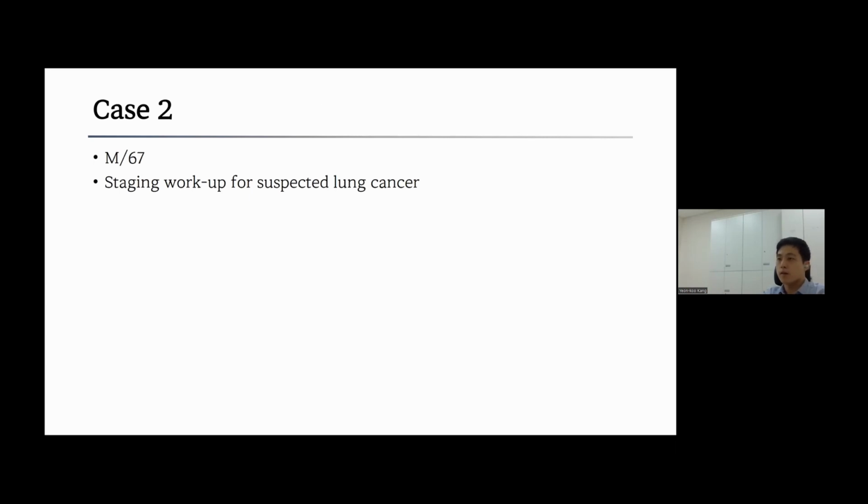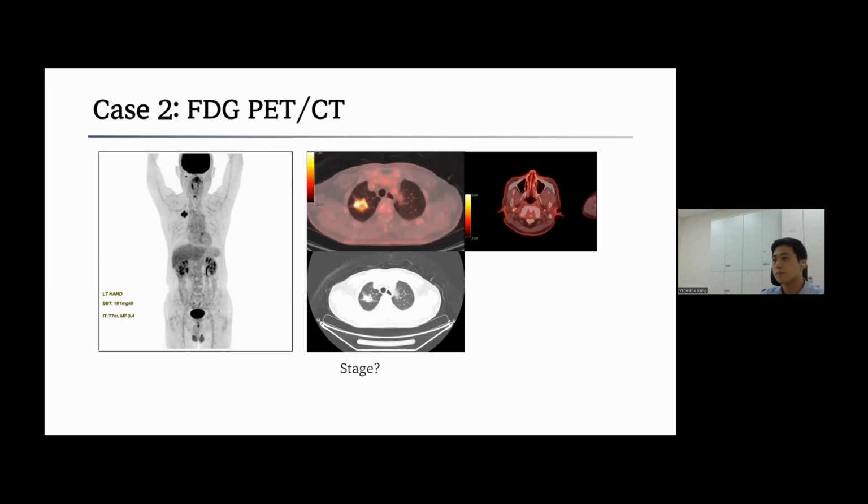The second case is about a 67-year-old male patient who underwent FDG PET-CT for staging of suspected lung cancer. These are the FDG PET-CT images of the patient. A 3.5 centimeter size hypermetabolic mass is observed in the right upper lobe. And what's the stage? What do you think?